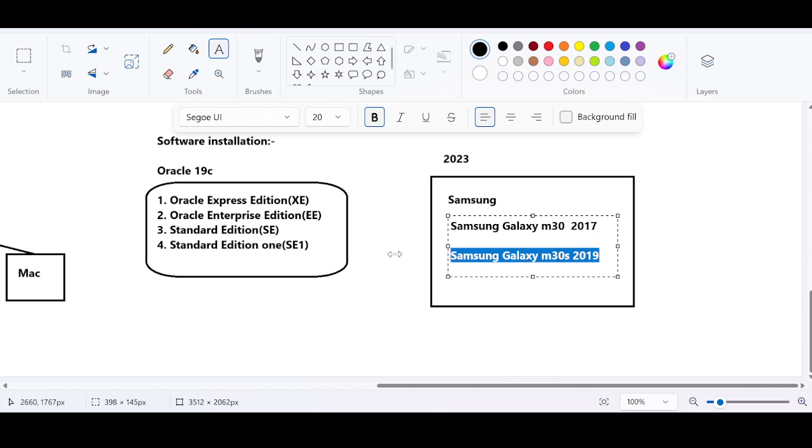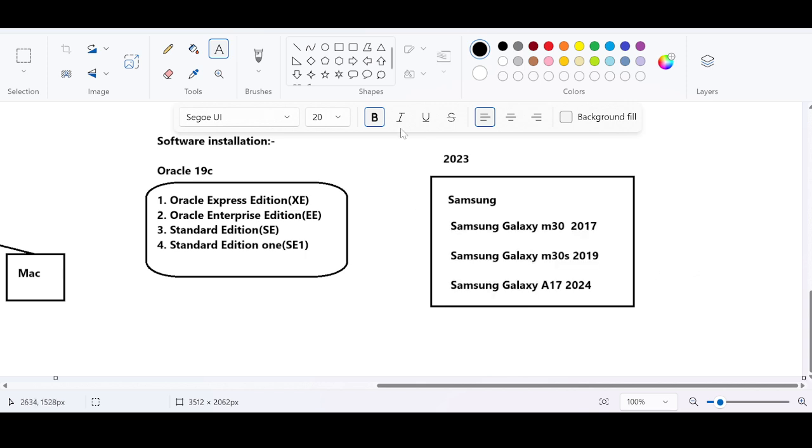Okay, and again my mobile was lost. Recently I went to the Samsung showroom once again and said, I want this Samsung M30s. He said, sir, we don't have Samsung M30s now, and we have something like Samsung A17. This is the same as Samsung M30, but it has some added features. This is for 2024.